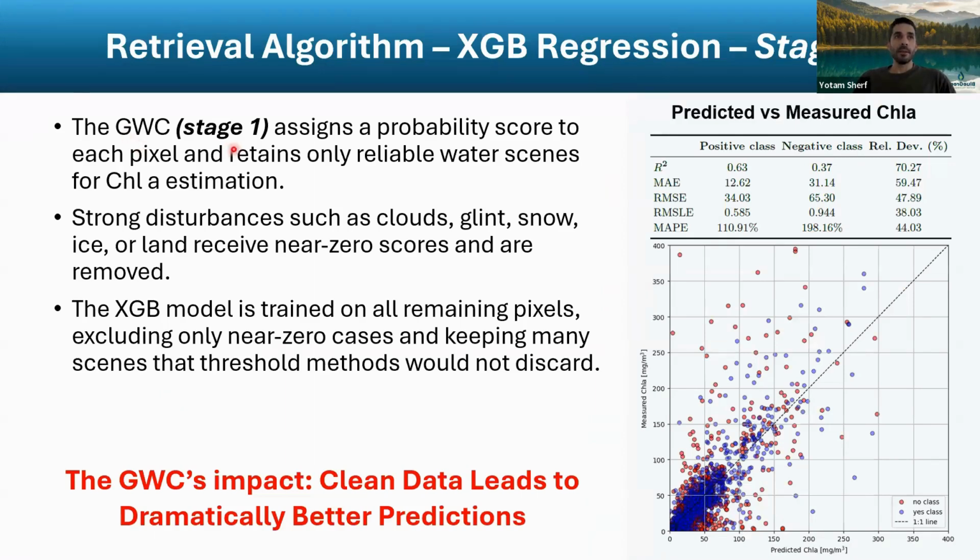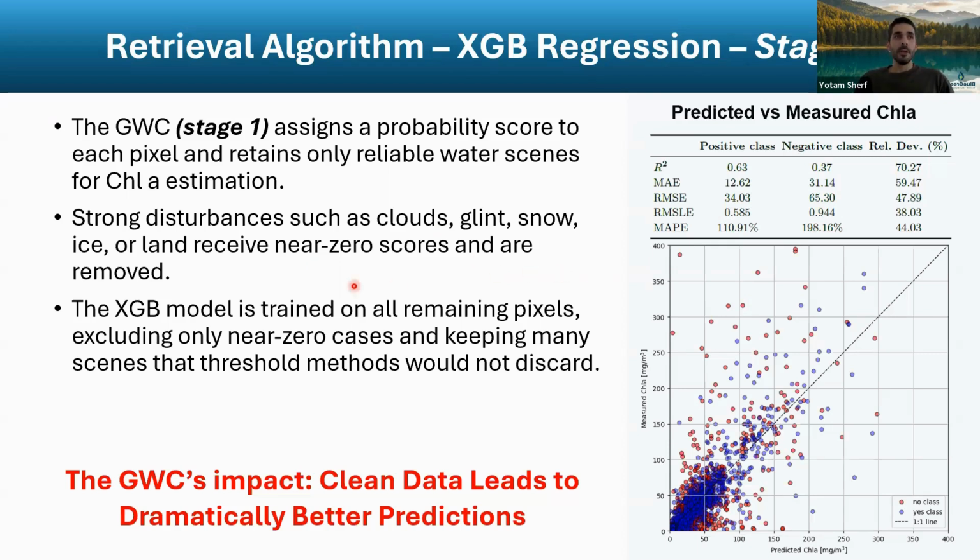So again, we apply the Global Water Classifier, and then for each pixel, we have only the reliable water scenes for chlorophyll-a estimation. So we have the positive class and the negative class. The positive class is the type of pixels that we want to analyze, and the negative is the one that we don't want. Now, within this negative class, we have the near-zero scores, the ones that display very strong deviation from clean water, and those scenes were identified by threshold-based methods. I'm talking about clouds, glint, snow, ice. They were removed by threshold-based methods, so we removed them from the data.